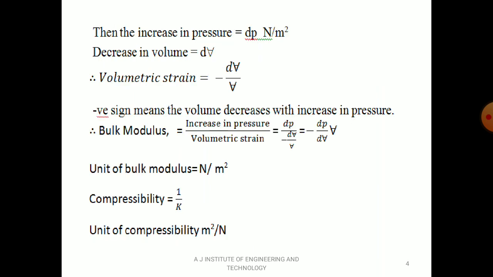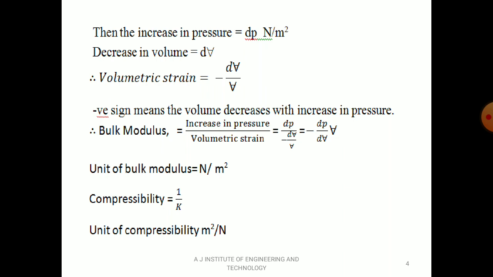The increase in pressure is equal to dP. You take final pressure minus initial pressure: P plus dP minus P. So the increase in pressure is dP, and its unit is Newton per meter square. Next, the decrease in volume: final volume V minus dV minus the initial volume V. The change in volume is dV, and it is actually negative because it is a decrease in volume. Therefore volumetric strain equals minus dV divided by V, the change in volume to original volume.